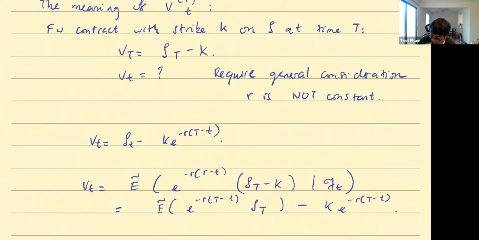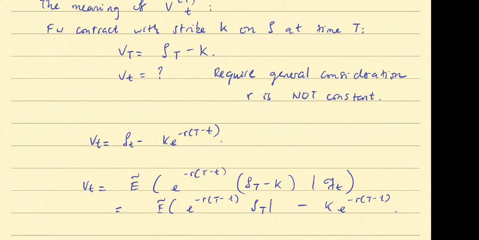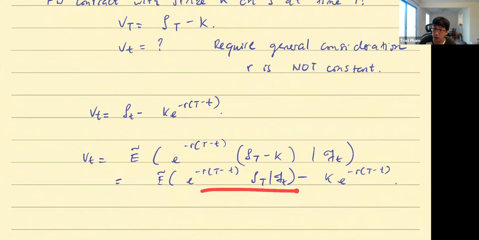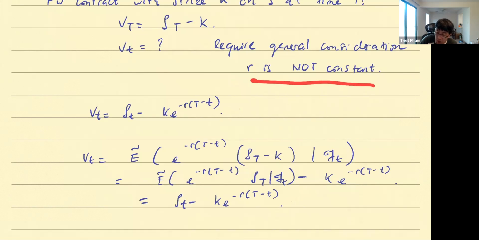Oh, sorry. But then, exactly because this is a martingale, is this. Okay. So that's why we get this. So what if r is not a constant? How do I modify this formula?